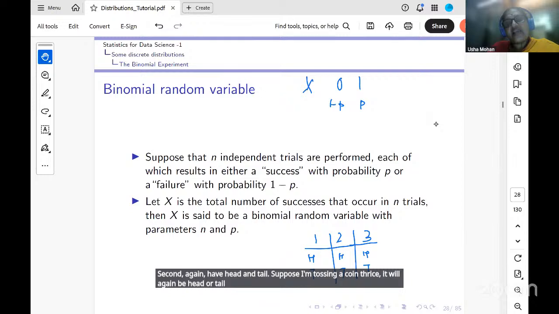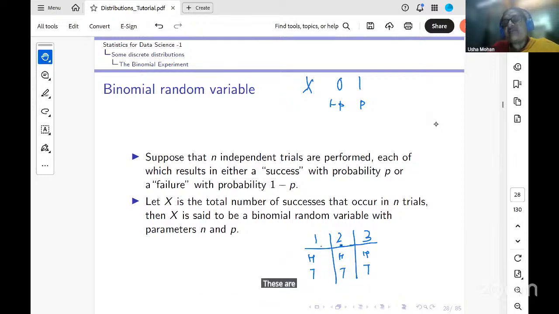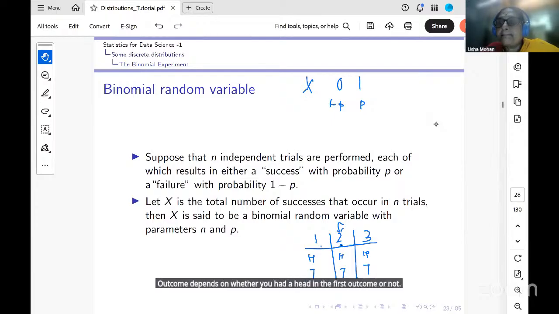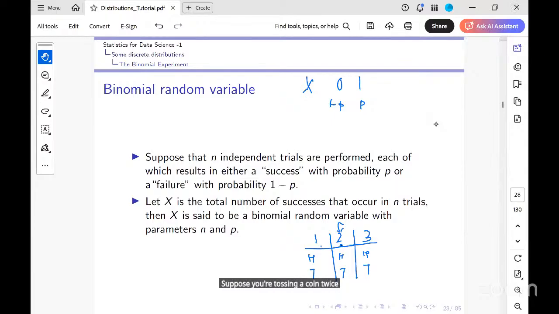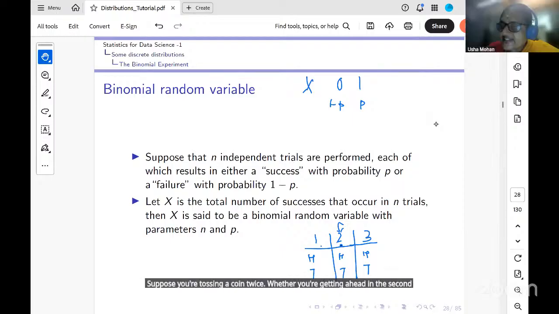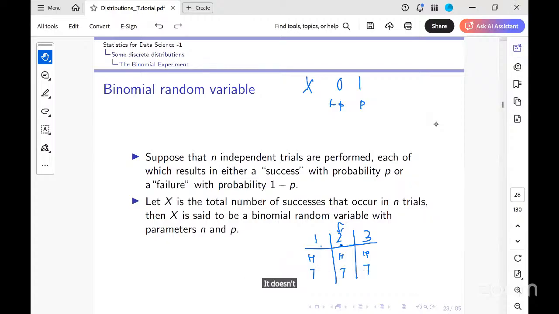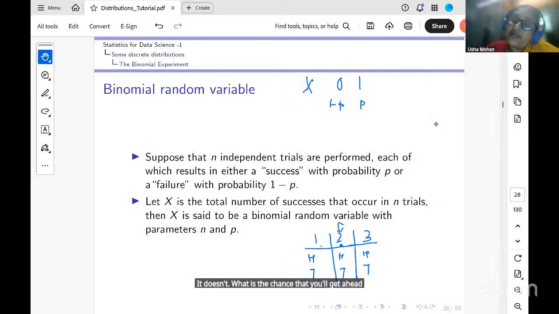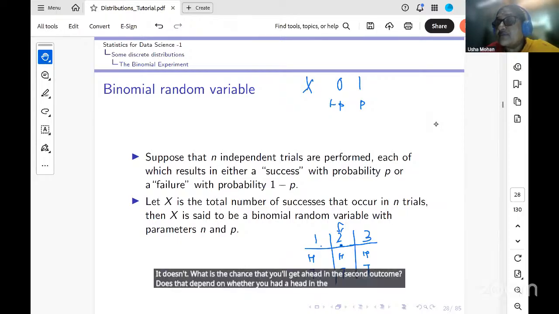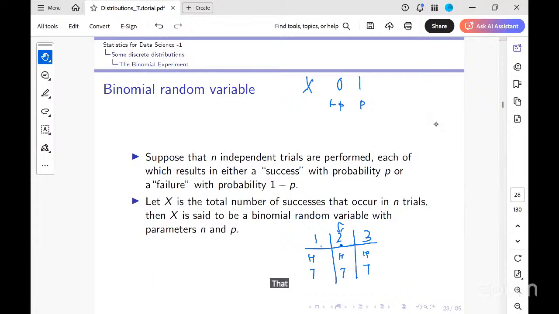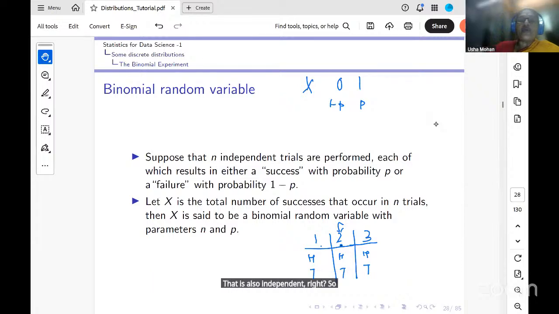So what I am saying here is, whether you're getting a head in the second outcome depends on whether you had a head in the first outcome or not. Suppose you're tossing a coin twice. Whether you're getting a head in the second outcome, does it depend on whether you had a head in the first outcome? No, it is independent. So this is what we call identical and independent trials.